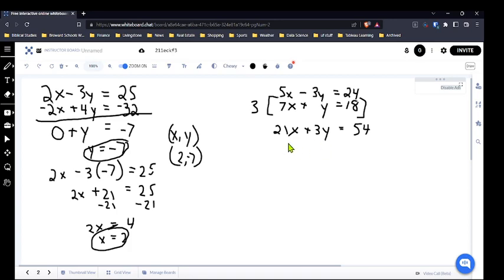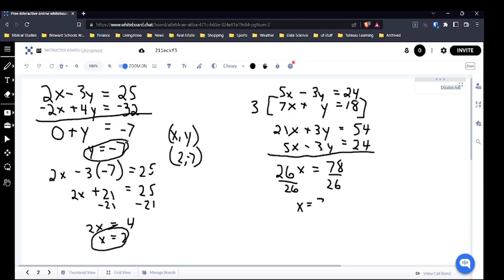Now I'm going to rewrite my other equation right here. It's 5x minus 3y, and all of that equals 24. Now I can add down, and the y's will cancel out. So now I'm going to end up with 26x equals 78. And if I divide by 26 on each side, you'll see that x is going to equal 3. So I figured out what my x is.